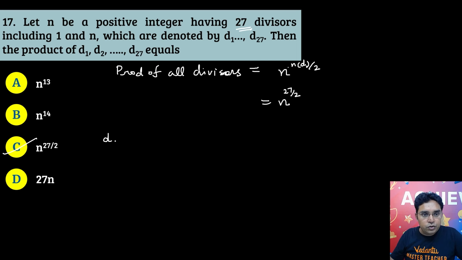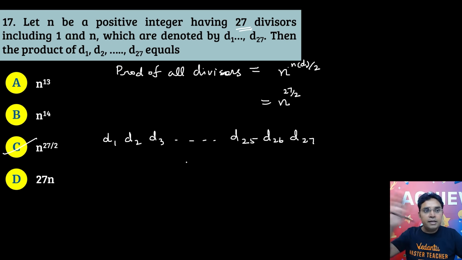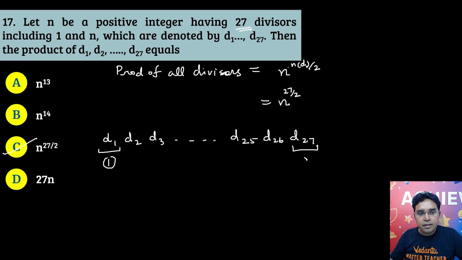If I arrange all the divisors d1, d2, d3 and so on, up to d25, d26, d27, in increasing order, obviously d1 will be 1 and d27 will be the number itself. So you can easily notice that d1 into d27 will be equal to n. Likewise, d2 and d26 will give n. d2 divides n, d26 also divides n, and this is the second smallest and this is the second largest divisor, so their product has to be equal to n, and so on.